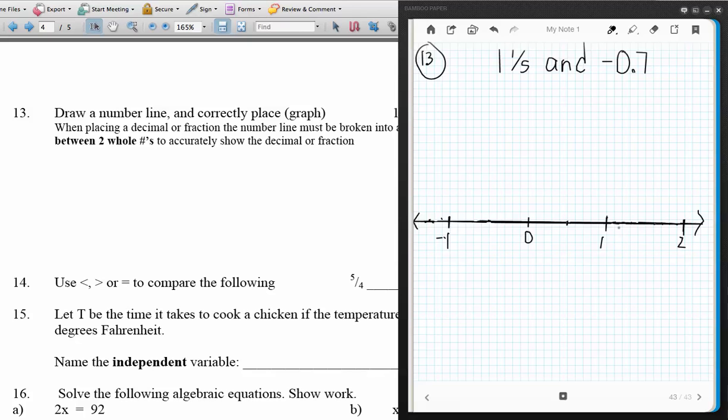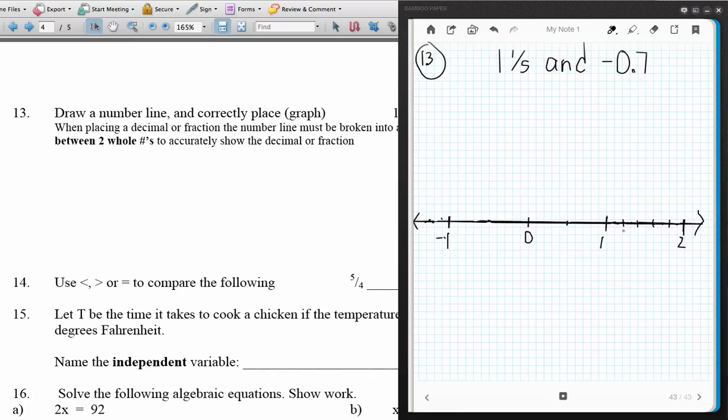We can literally say that this is 1 and then 2 and then 3 and then 4, and that would be 5/5. So that's breaking the number line between 1 and 2 into fifths. Now notice that I only used 4 dividing lines here, and that's all it takes.